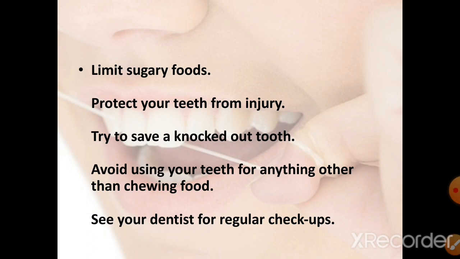Try to save a knocked out tooth. Avoid using your teeth for any other thing than chewing food. So don't use your teeth for other purposes, for tearing and cutting hard substances. It's just meant for chewing food. See your dentist for regular checkups. After every 6 months you have to go to the dentist for regular checkups.